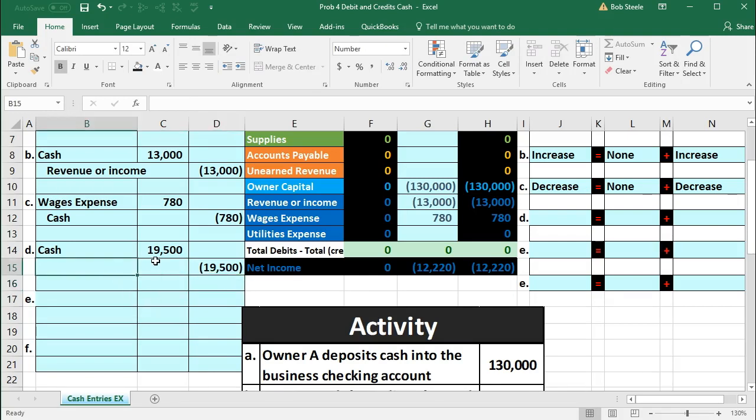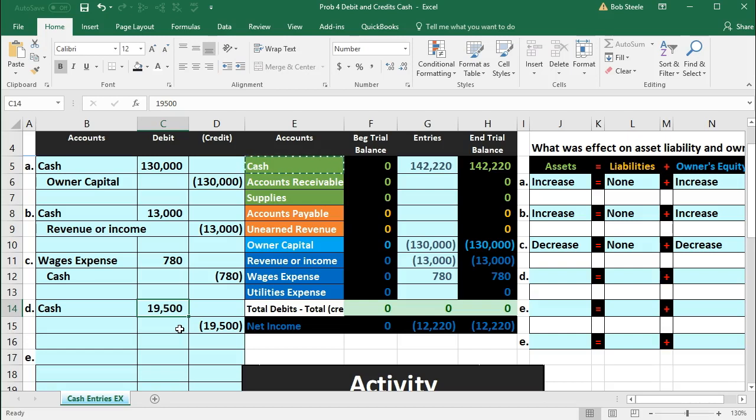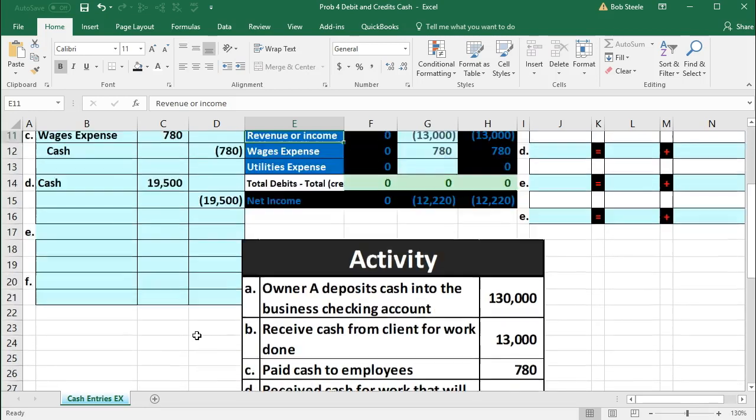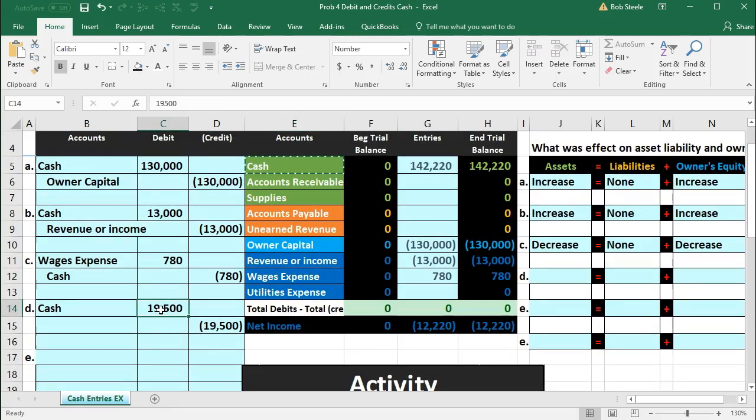So now the question is, why did we get 19,500? And then we know we got it from a client for doing work. The only question is then, did we do the work in the past and therefore should be reducing the receivable? Did we do the work at the same time and therefore should be recording revenue under the revenue recognition principle at this point in time? Or are we doing the work in the future, as is the case here? We're going to do the work in the future. So we got paid before we did the work.